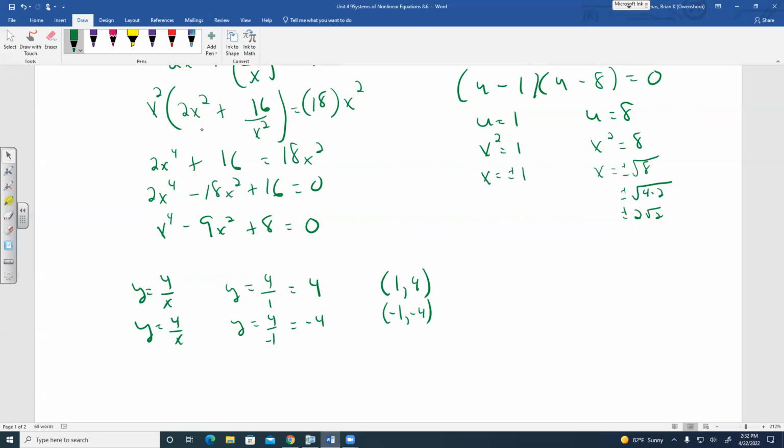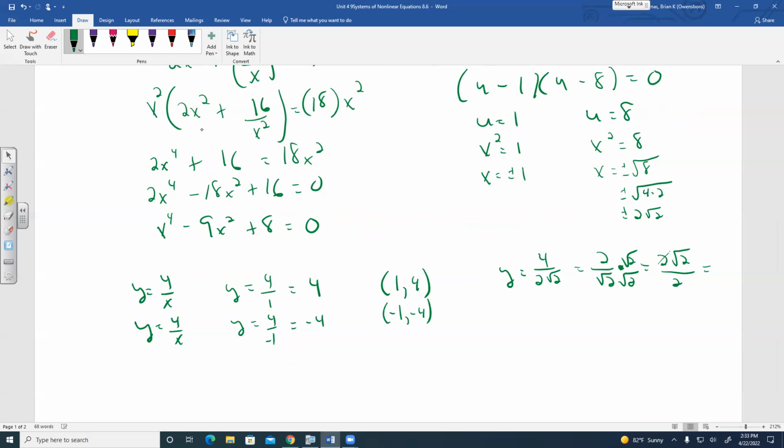Now, the next one I have to put in would be 2 square root of 2. So this would be y equals 4 over 2 square root of 2. Notice that I can divide a 2 out of the top and bottom. This becomes 2 over the square root of 2. But we learned in an earlier unit that you're not allowed to leave a radical on the bottom. So to rationalize this, what we can do is multiply the top and bottom by the square root of 2. By doing that, this becomes 2 square root of 2 over 2.